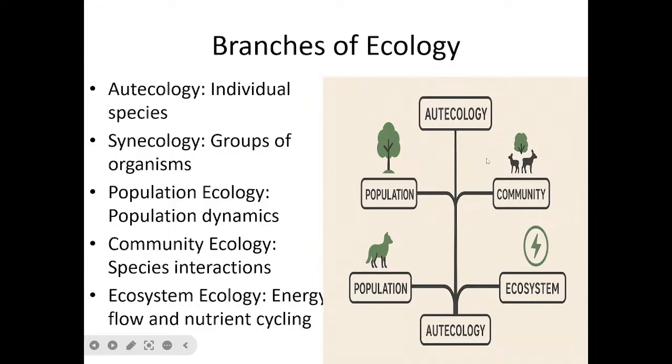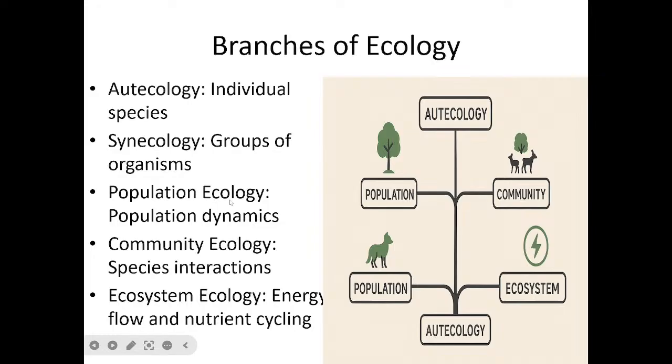Branches of ecology. The first branch of ecology is individual species, which is called autecology. That is the study of individual species. The second one is synecology. That is when you have groups of individuals, groups of organisms. So that is another branch, synecology.